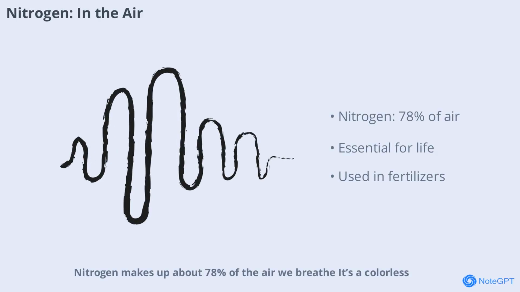Nitrogen makes up about 78% of the air we breathe. It's a colorless, odorless gas that's essential for life. Nitrogen is used in fertilizers, explosives, and even in food packaging. Its stability as a gas makes it a key component of our atmosphere.